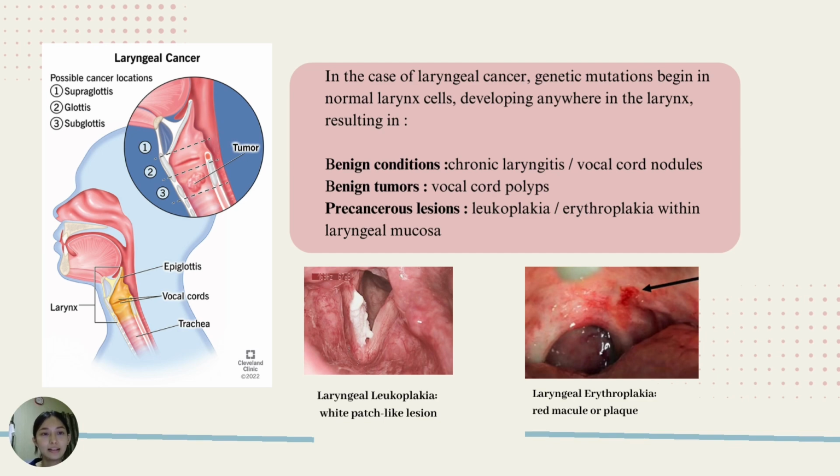Okay, next is a little bit more on the pathophysiology of laryngeal cancer. In a case of laryngeal cancer, the genetic mutations begin in normal larynx cells. Tobacco, chemicals, or prolonged exposure to alcohol will increase the risk of genetic mutation.